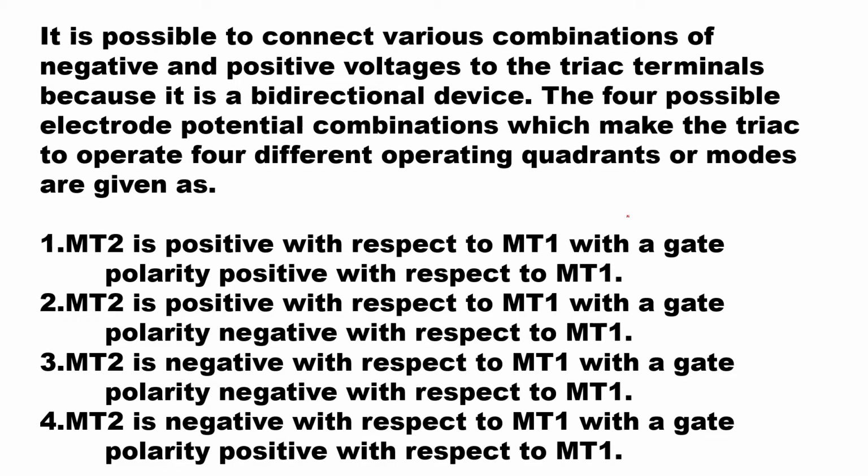Number one, MT2 is made positive with respect to MT1 with gate polarity positive. That means MT2 is positive and MT1 is negative. So in this first mode, MT2 is positive, MT1 is negative, and the gate is positive. Okay, this is the first mode in which you're working. In the second mode, MT2 is made positive with respect to MT1, same as the first mode.